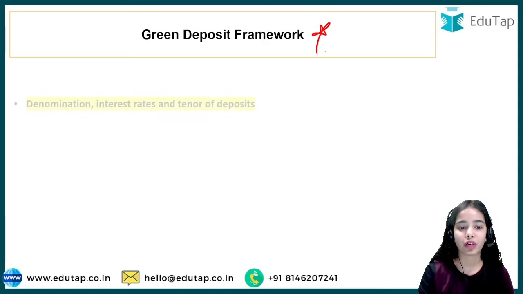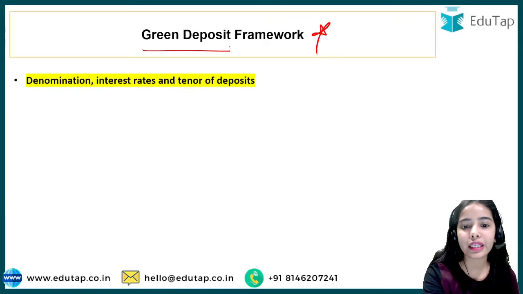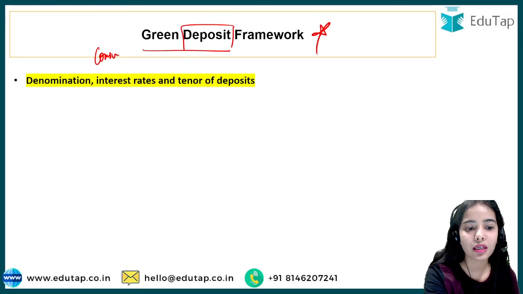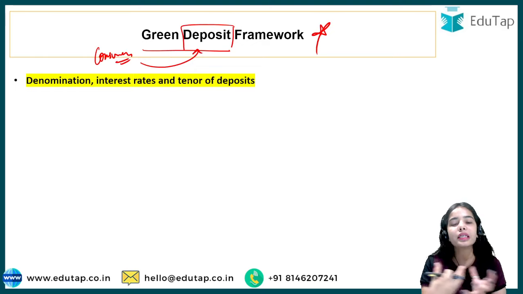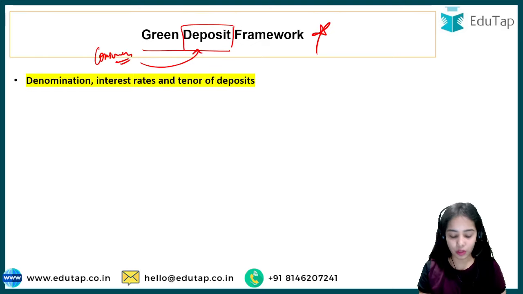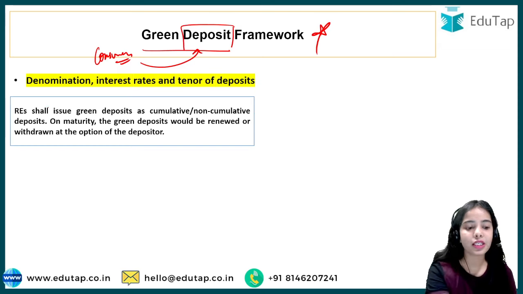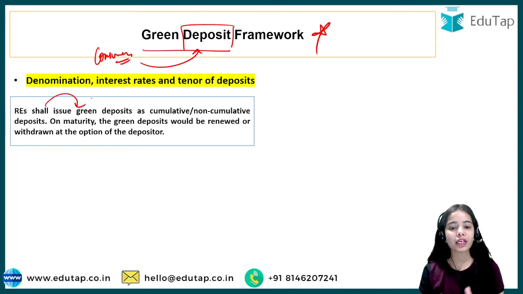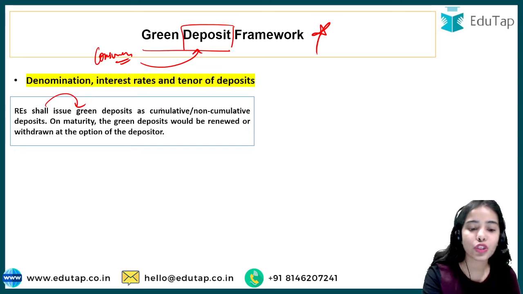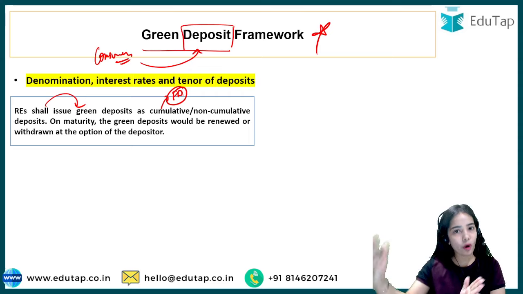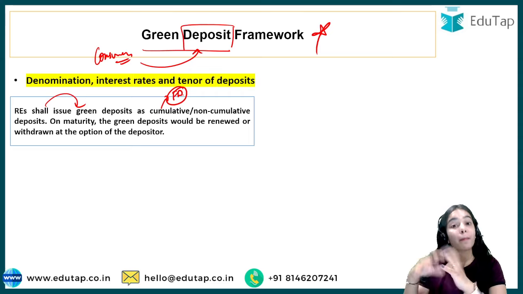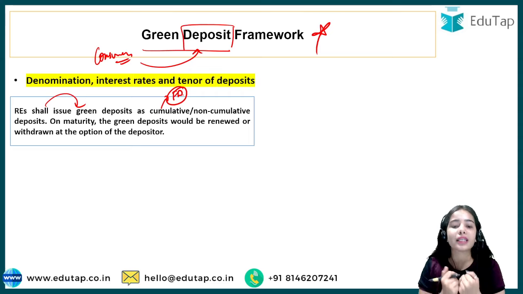Now coming to the framework: denomination and interest rate. When consumers deposit their money in green deposits, they will want some interest also, so there is an interest rate and a tenure. The regulated entities shall issue green deposits as cumulative or non-cumulative fixed deposits. Cumulative fixed deposits means you get the interest on maturity along with the principal. The interest keeps accumulating, adding on to the principal, and on maturity you get the complete compounded interest as well as the principal.